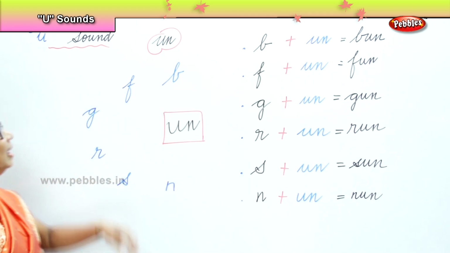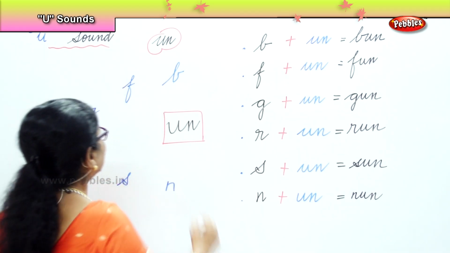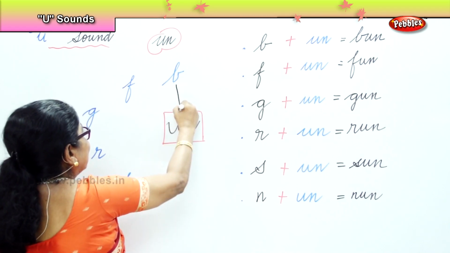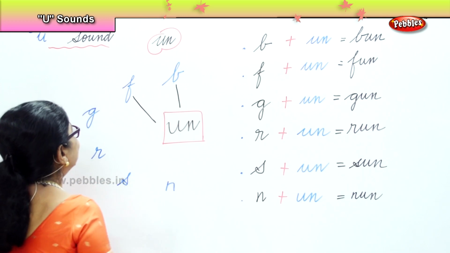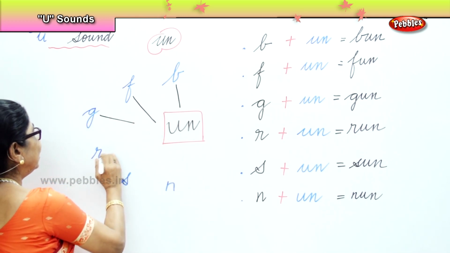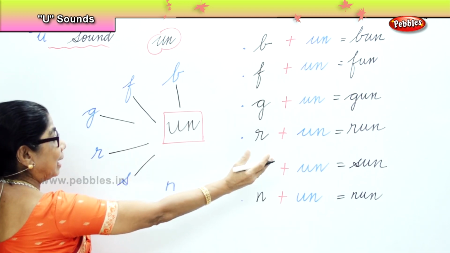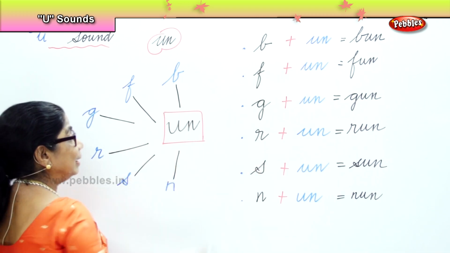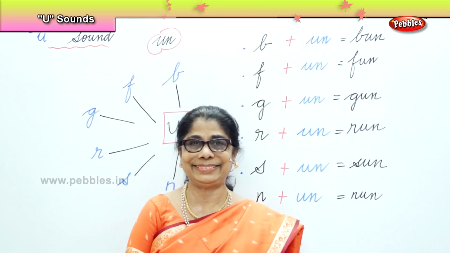We are doing the last of the U sound. B plus an, ban. F plus an, fun. G plus an, gun. R plus an, run. S plus an, sun. And N plus an, none.